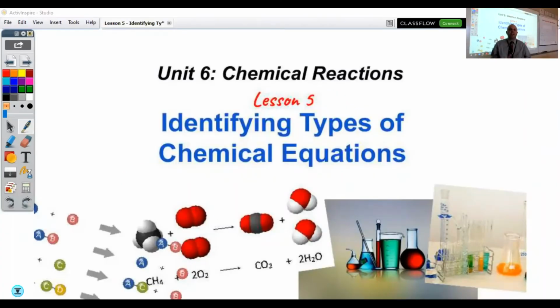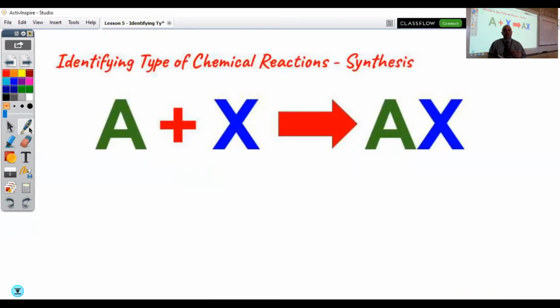Hi everyone. Today we're going to have a short lesson on identifying types of chemical equations. As you can see on your screen, this is a synthesis reaction.